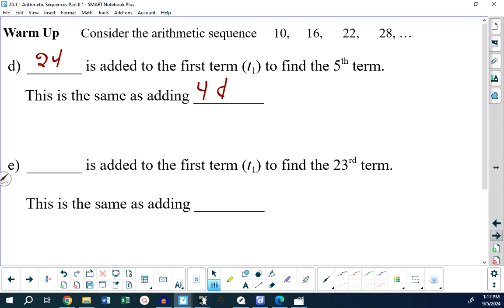I don't think we need to worry about the first blank here. Like, for example, what would we add to the first term to get the 23rd term? 22 common differences. And we can certainly figure out what that is, but we're not going to do it, everybody, by extending this sequence to the 23rd term. We know the common difference is 6, so this is going to be 22 times 6, which I want to say is 132.